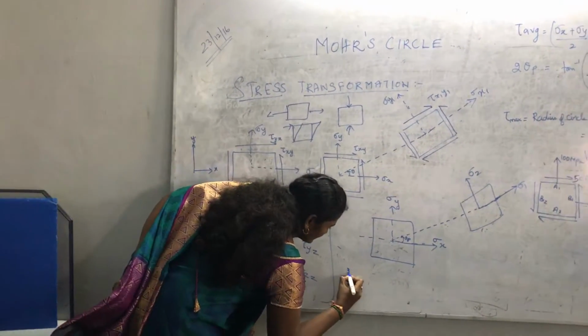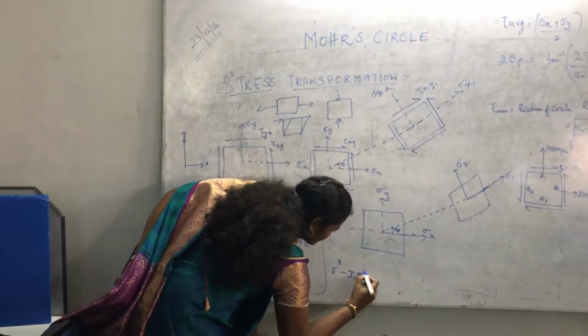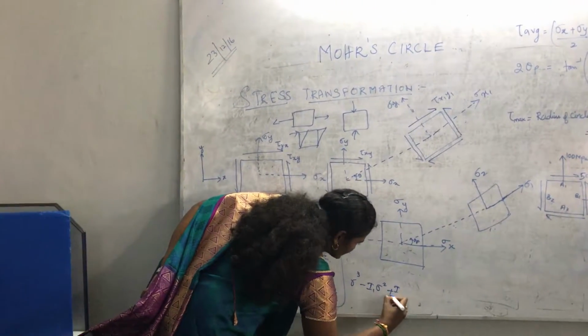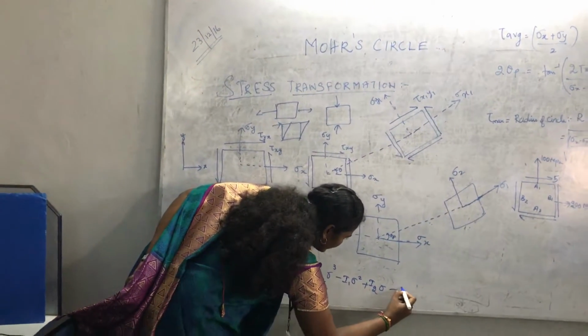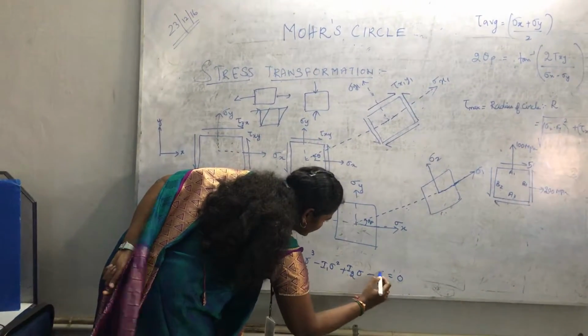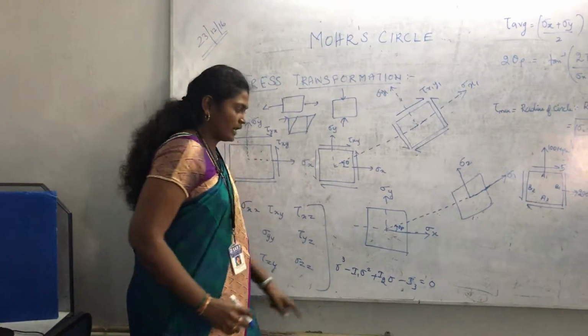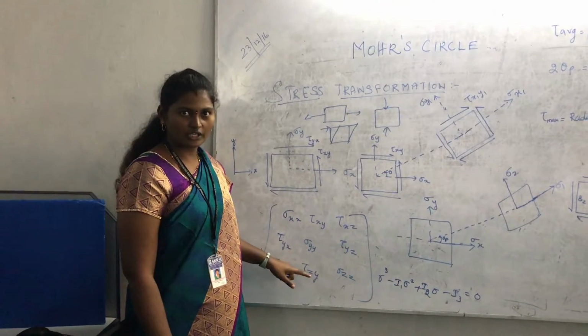This can be used as sigma cubed minus I1 sigma squared, plus I2 sigma, minus I3 is equal to 0. These I1, I2 and I3 are the invariants used for constructing the Mohr circle.